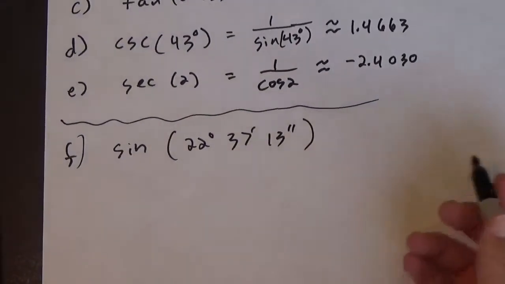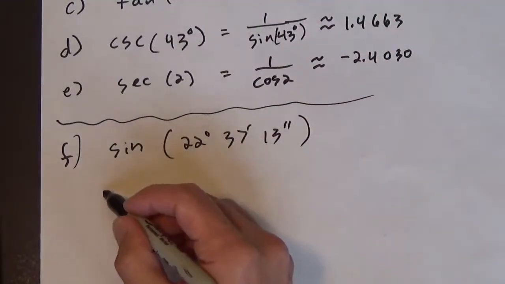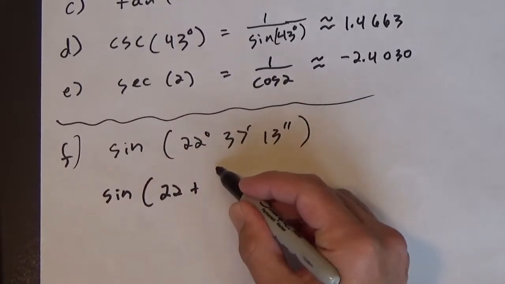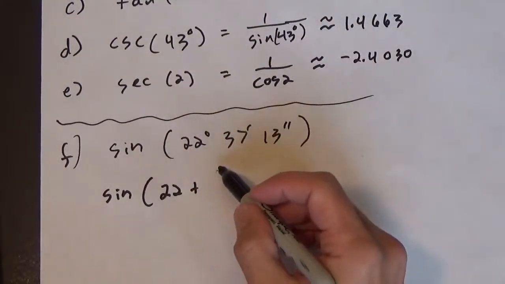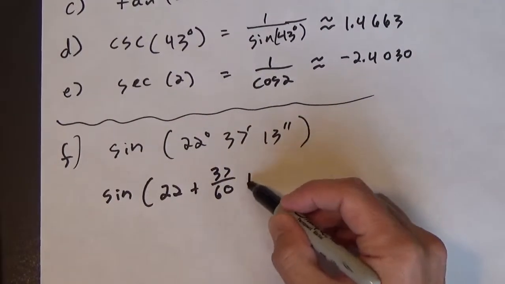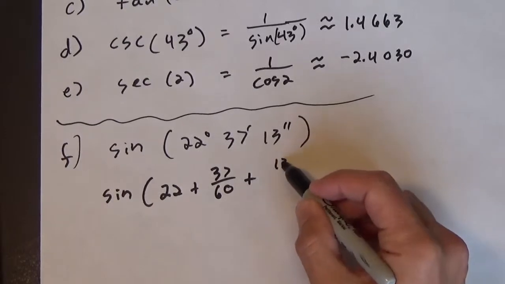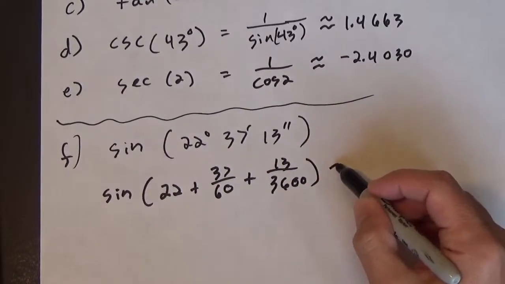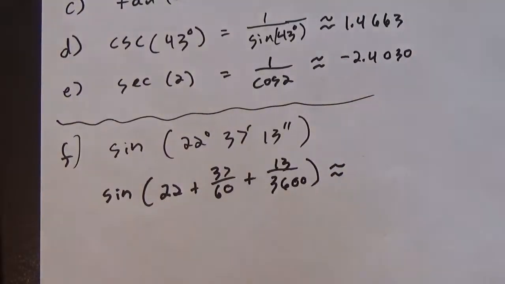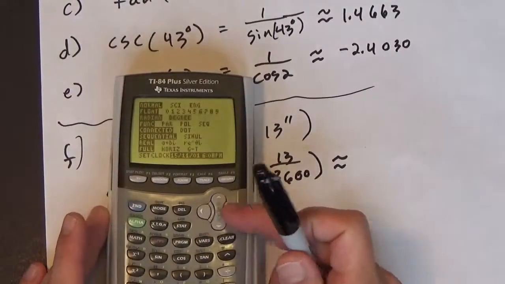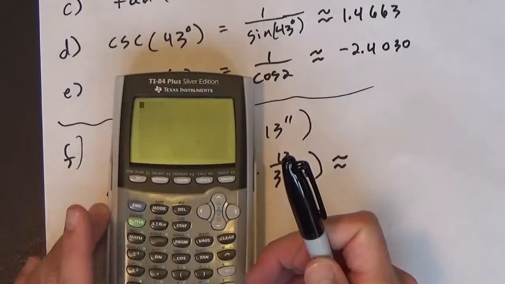So what we need to do is take the sine of 22 plus, and then we have to remember how to convert from DMS to degree decimal. So it's 37 over 60 plus 13 over 3600. Right. And then when we have that, we'll be good. And this is in degrees, so let's make sure we're in degrees. It did start off with that. So mode, get back into degrees.